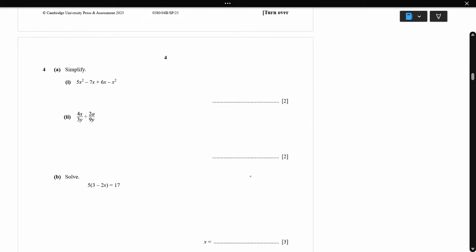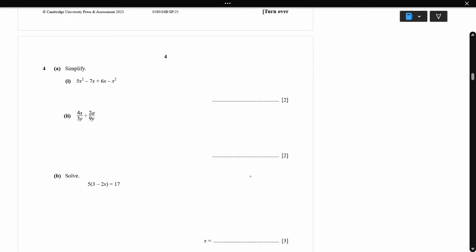Next question, simplify 5x squared minus 7x plus 6x minus x squared. The x squared terms together: 5x squared minus x squared is 4x squared, and the x terms together give minus x. So the answer is 4x squared minus x.